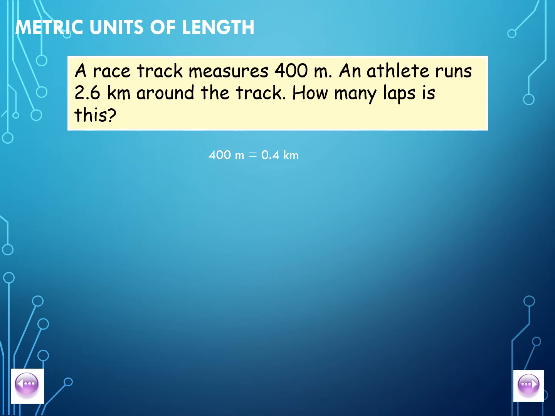Once we have the two units the same, we can continue and proceed with the next part. So the number of laps, well, that's quite easy to do, because all we need to do now is take 2.6 kilometers and divide it by 0.4. And when we do that, our final answer is 6.5 laps.